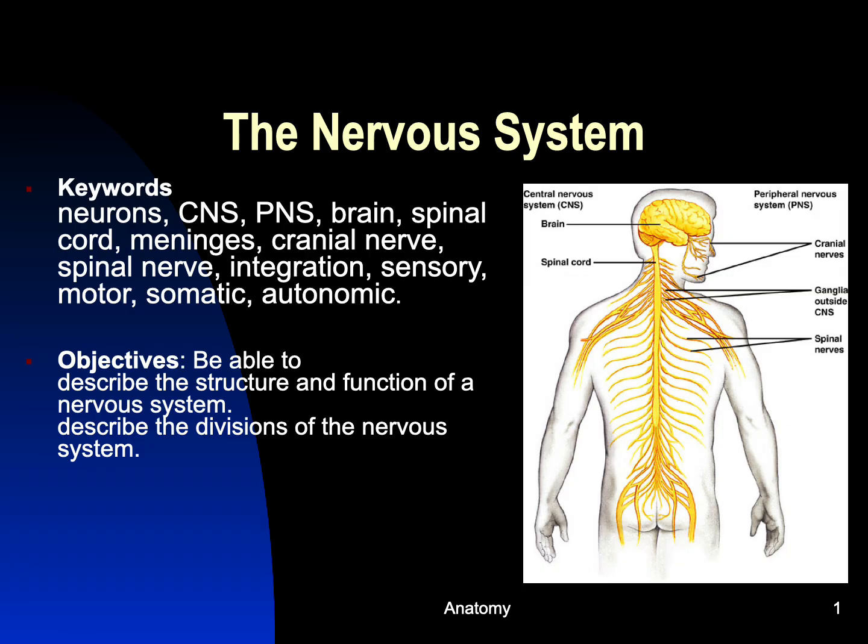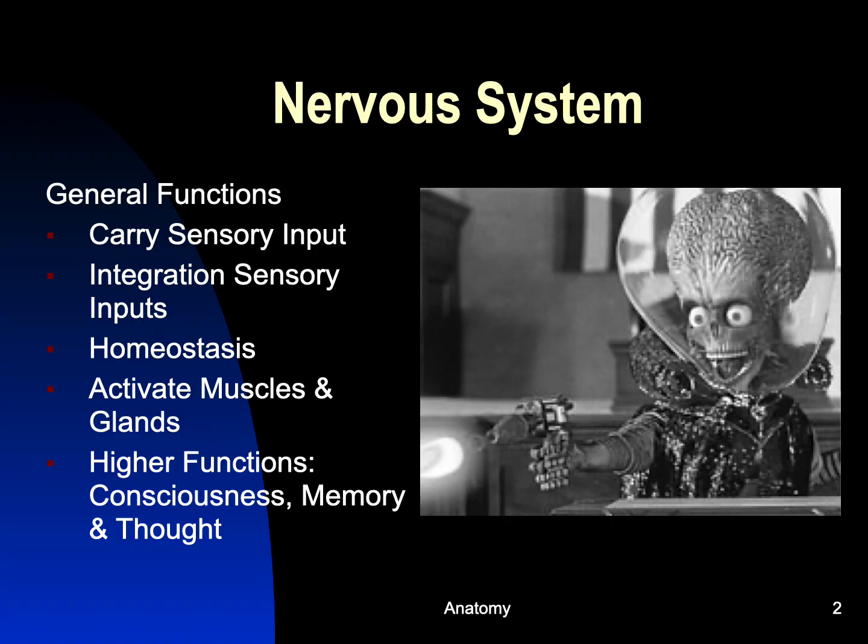There's a picture there of a guy. You can see his brain and his spinal cord. That's the central nervous system, and you see nerves coming off of that. In part, that's the peripheral nervous system. Okay, so let's start with our general functions.